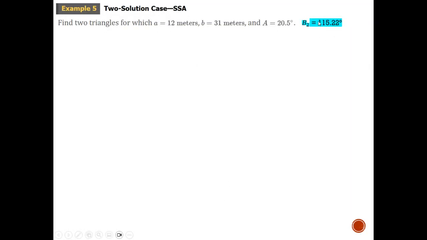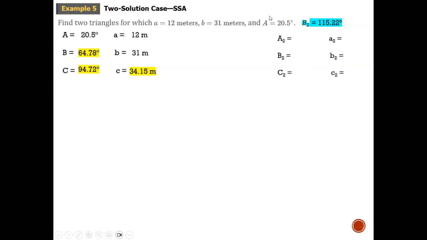Okay, so same one, same values, but now my B2 is 115.22. So here are the previous values I already found. That was my first triangle. Now I'm going to fill in the values to help me get my second triangle. So the original values are the same, the given values, my A, my little a, and my B, correct? And then I showed you guys how we found that other angle, right? When we first solved for our first angle in the previous slide, just minus that from 180. So that's my B. So now I continue on to find the other values, okay?